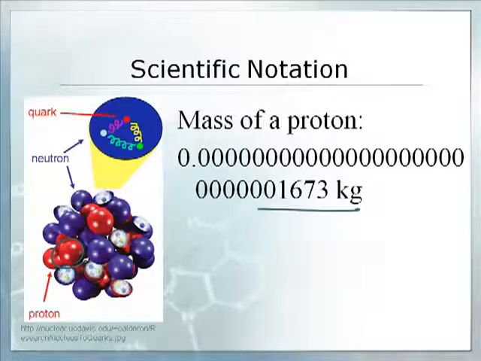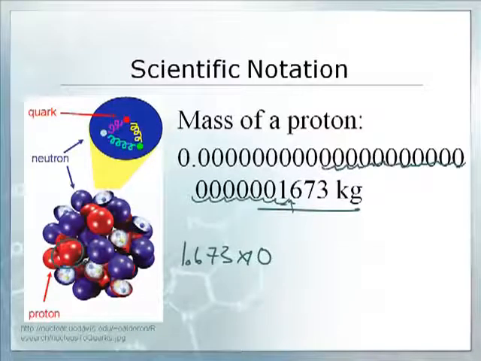Now, the first non-zero digit is that 1. So between the 1 and the 6 is where my decimal point is. So I'll say 1.673 times 10. Now it's going to be a negative exponent because this is a small number. 1, 2, 3, 4, 5, 6, 7, and then 8, 9, 10, 11, 12, 13, 14, 15, 16, 17, 18, 19, 20, 21, 22, 23, 24, 25, 26, 27. That's the right answer. Times 10 to the minus 27th kilograms.